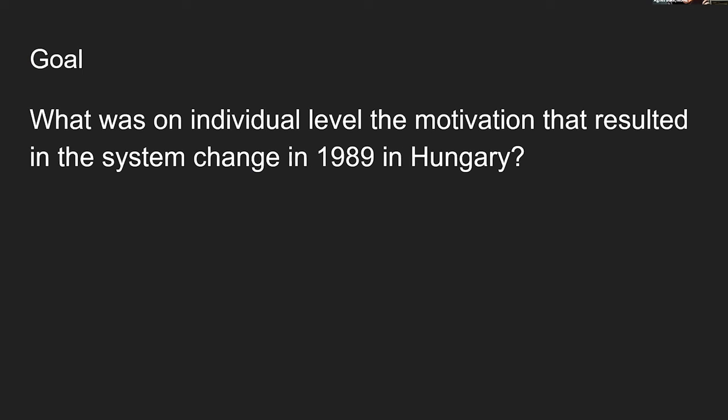But first, what was the goal of this game? The goal of this game was to present what actually led to the system change in 1989 in Hungary. What happened there on the individual level? How can we present that? What was the people's motivation when they chose, or were directing themselves, to make a political change, or to let it happen?